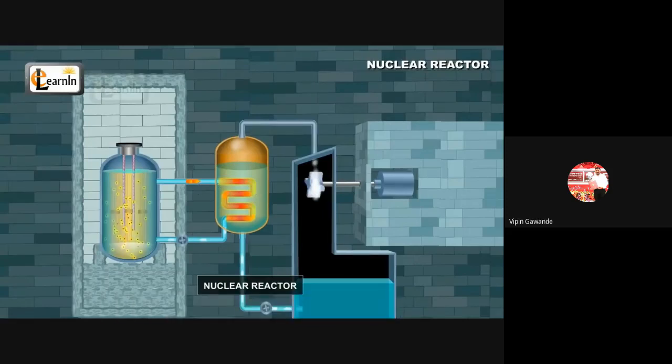Clear? What is our final goal? To convert water into superheated steam, and for that conversion we require heat. From where this heat is, we get this heat from the nuclear reactor. Okay. So that thing you have to remember. Okay.